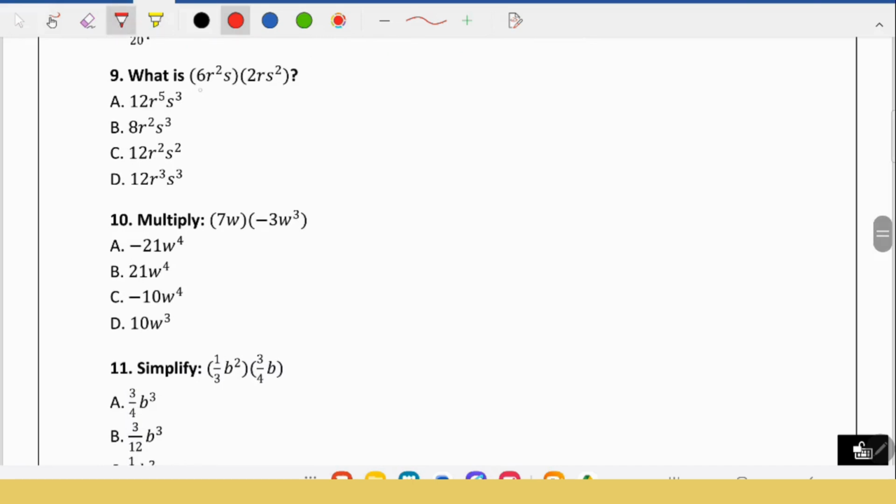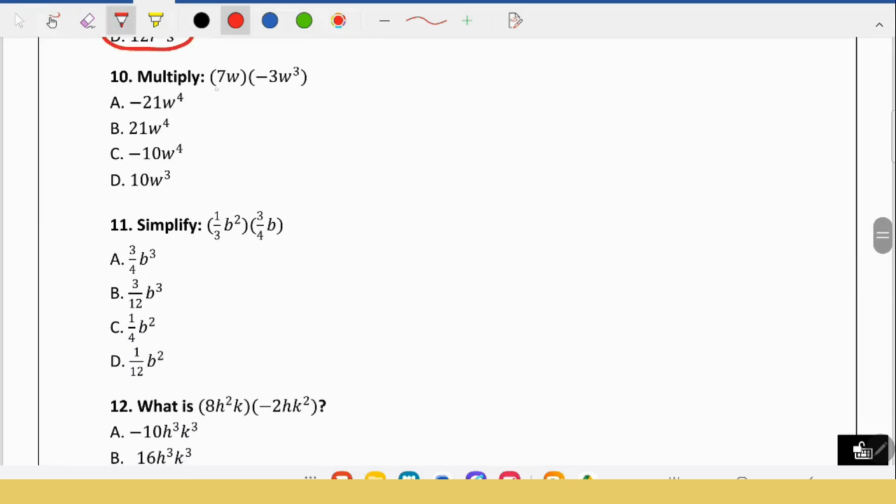In my next question, I have 6r²s times 2rs². I will multiply the coefficients first. 6 times 2 is 12. r and r, same variable, I will just add their powers. 2 plus 1, because I'm multiplying, I'm adding their powers. s and s² will be s³. So 12r³s³, which is option D.